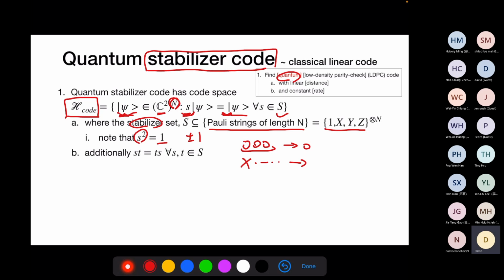In the classical situation, the parity check could be anything. But in the quantum case, these stabilizers have to satisfy some property, and the property is this commuting property. For any S and T you pick in your stabilizer set, they have to commute. The reason is that if they don't commute, then you would end up with an empty code space. That's where this requirement comes in.